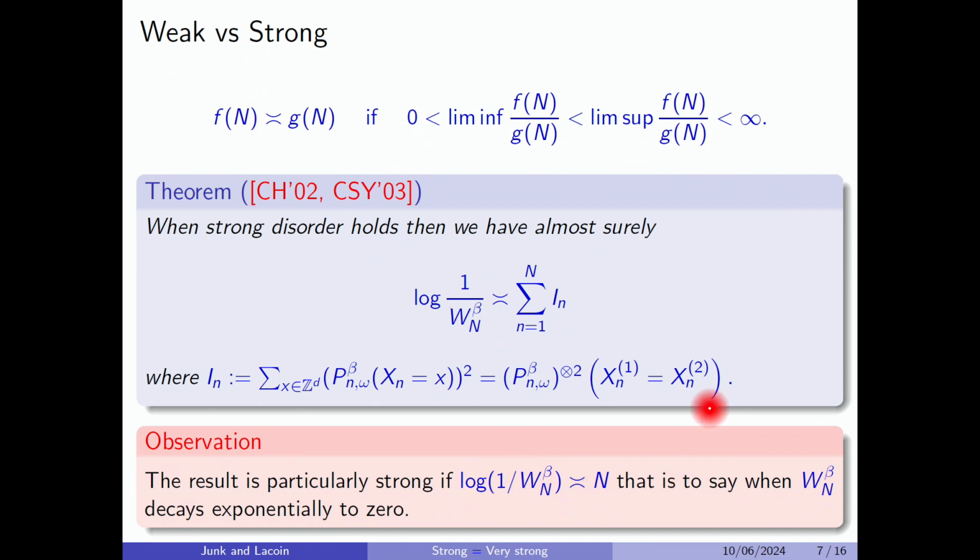So in some way, it indicates that the polymer measure is different from the random walk measure. But if you want something much stronger, you can look at the case where Wn decays exponentially fast to 0. In that case, this means that the sum of the In is comparable to n. So in particular, this means that a positive fraction of the In are larger than delta. So this means that for a positive fraction of the time, the probability that two independent polymers share the same endpoint is positive. Okay, so this clearly contradicts diffusivity. So this indicates that the behavior is very different from that of the simple random walk.